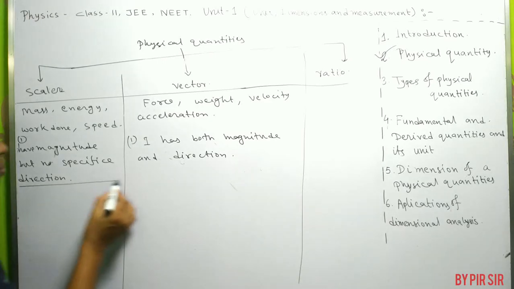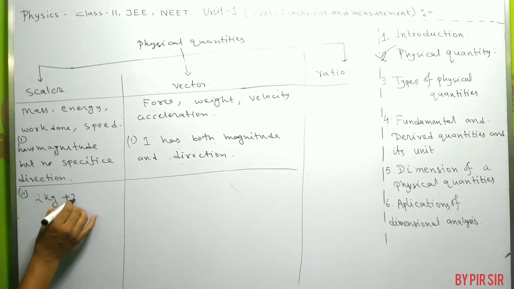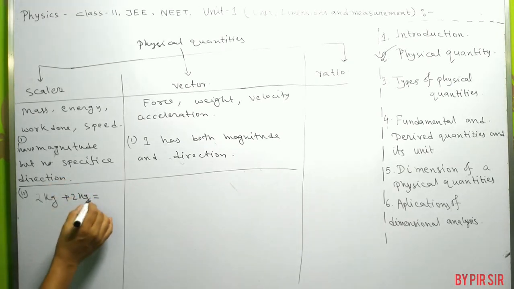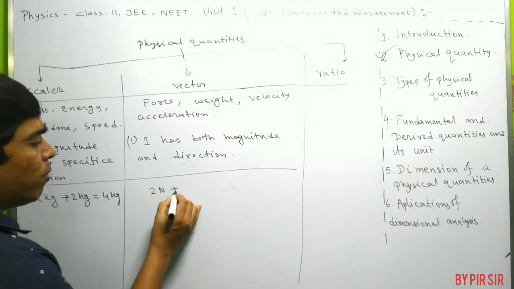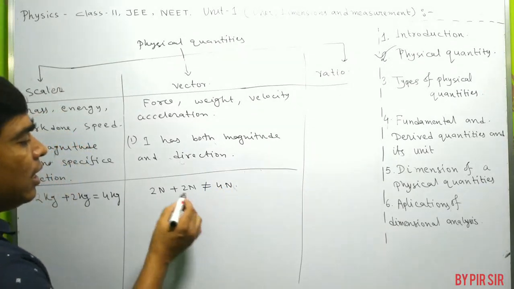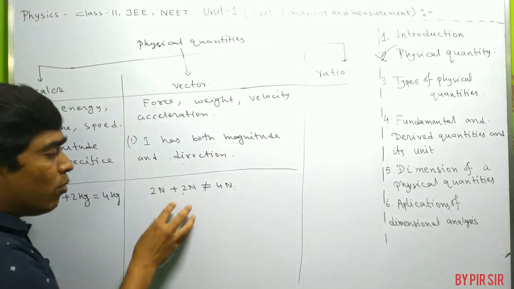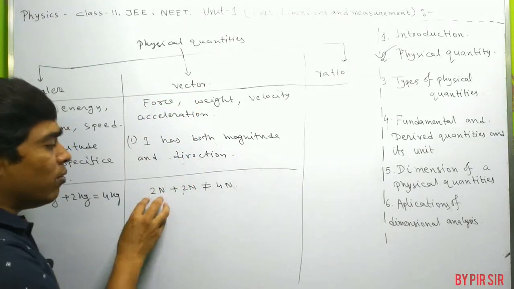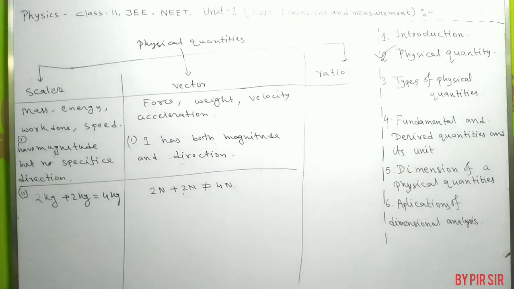Now if you want to add two scalar quantities, 2 kg plus 2 kg equals 4 kg, but here 2 Newton plus 2 Newton is not equal to 4 Newton. That's why the addition of scalar quantities obeys the laws of algebra, but vector quantities do not. Addition and subtraction of two vector quantities does not obey the algebraic law.